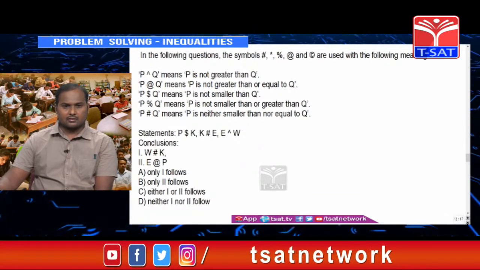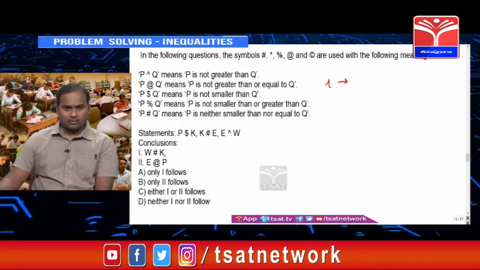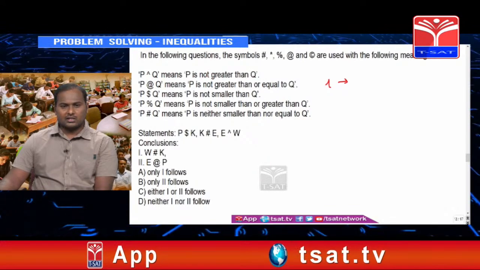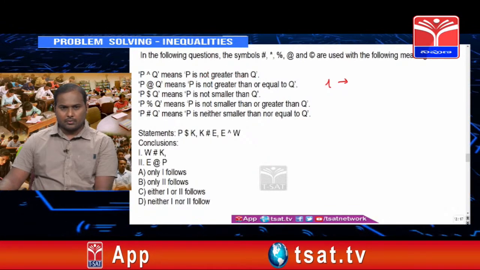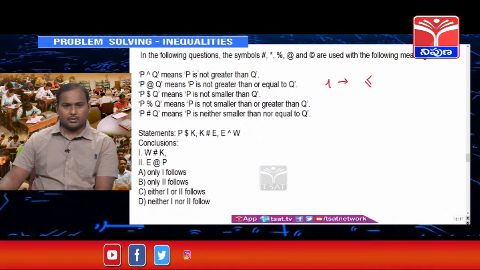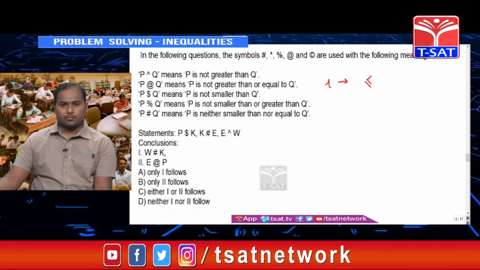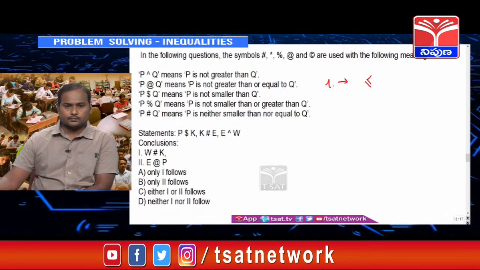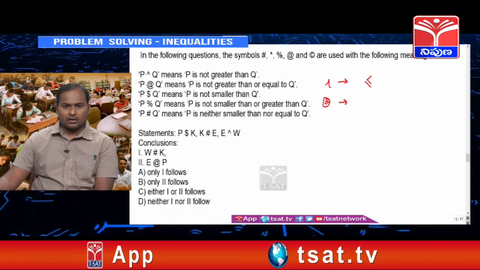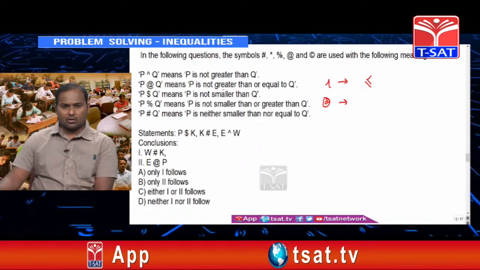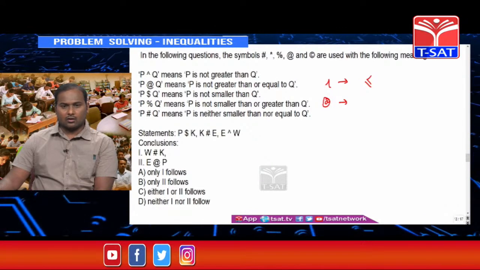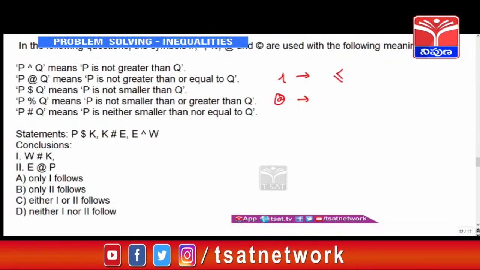What does the first symbol say? First symbol says that P symbol Q means P is not greater than Q. So what is meant by P is not greater than Q? P is not greater means it should be less than or equal to. P is not greater than Q means P is less than or equal to Q. Now see the P at the rate Q. What does the at the rate symbol represent? At the rate symbol means P is not greater than or equal to Q. He is saying that P is not greater than or equal to Q means P is less than Q.